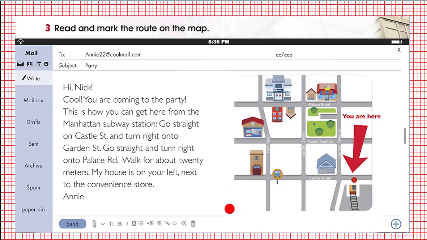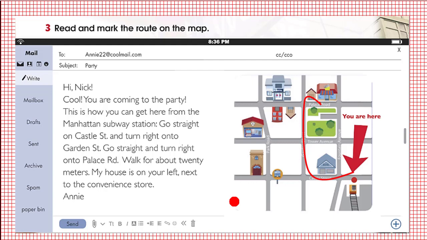Yes, that's right. Congratulations. For example, we have this is the route. Okay? Very easy, right? Okay? So, now, this is, for example, directions that Annie gave to Nick in order to get her party. Right? Ahora vamos a ver otra parte.